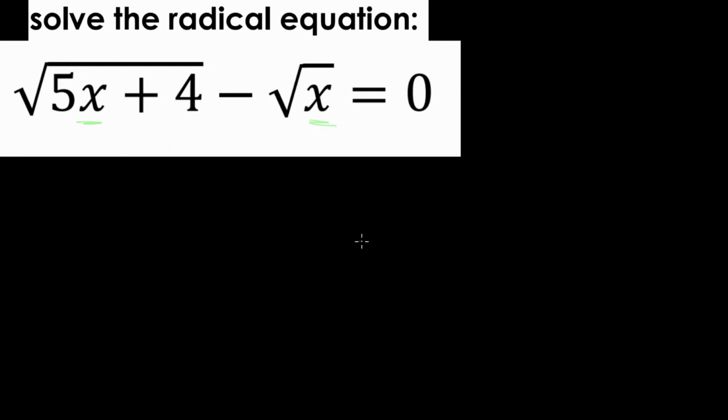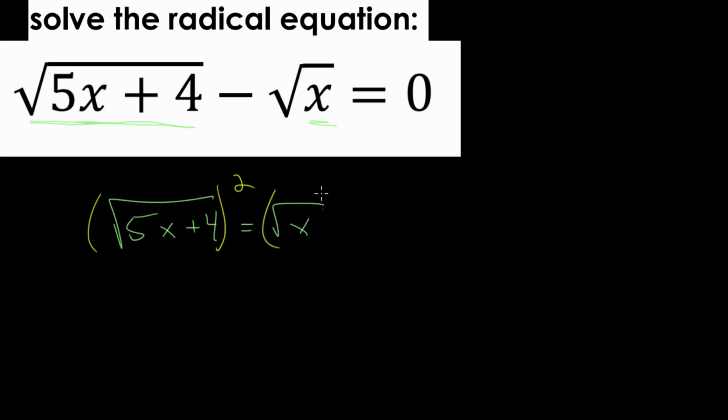And when solving radical equations, the general strategy is that you should solve the equation for one or both of the radical expressions. And then from there, you can square both sides of the equation to cancel out the square root. But in this case, if we add the square root of x to the other side, we can actually solve this for both radical expressions. And from here, like I mentioned, we will just square each side of the equation.